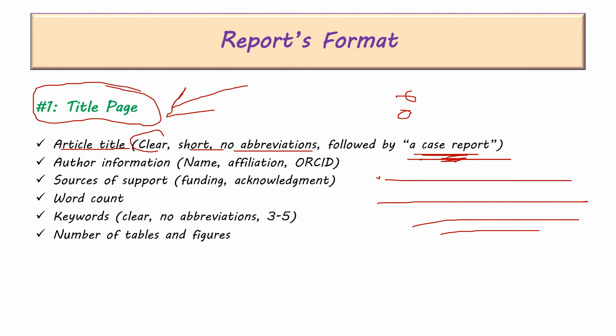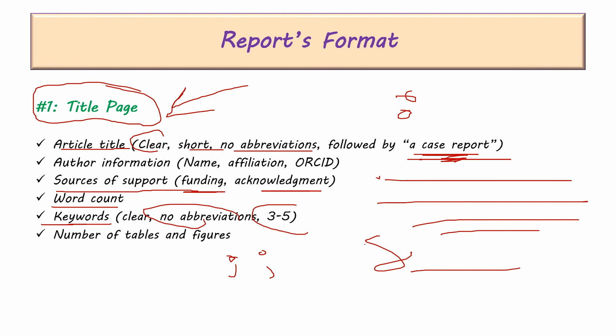Okay, then you will mention the sources of support. If anyone or any institution funded you, or if you want to acknowledge anyone or any institution, you need to add these sources of support on the title page. Then you need to add the word count of the whole manuscript. And then you will add the keywords, and these keywords should be very clear, with no abbreviations, and there should be 3 to 5.